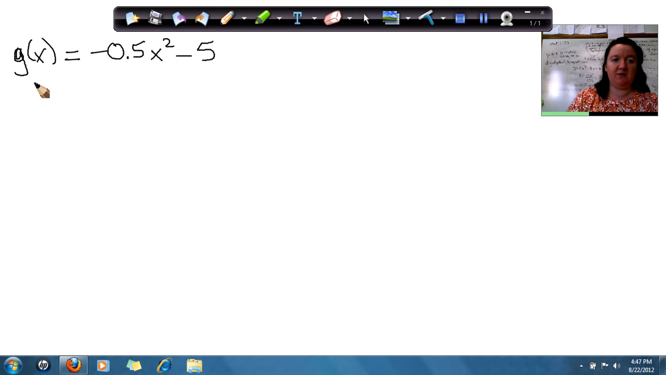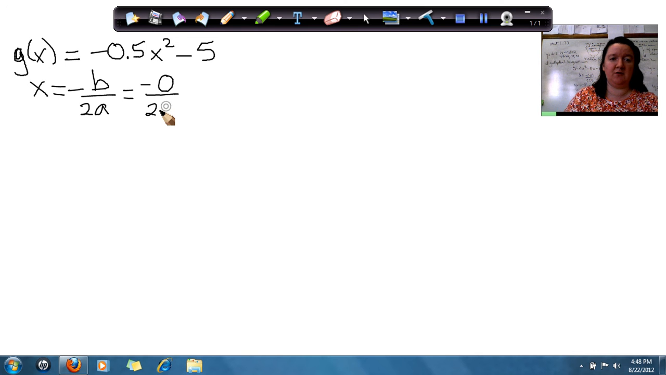So the first thing we need to figure out is what is our x value. So we're going to take negative b over 2a. And if we look at this, there is no b value, so it's just minus 0 over 2 times negative 0.5. Because we have 0 on the top, that means our number is 0, which makes our calculation for our vertex pretty simple. Let's make our table.